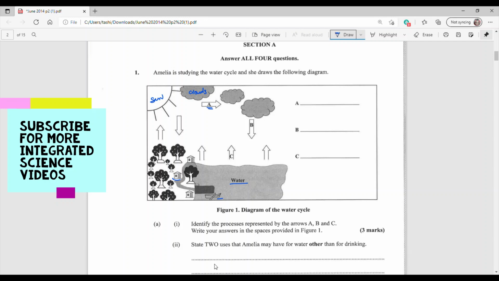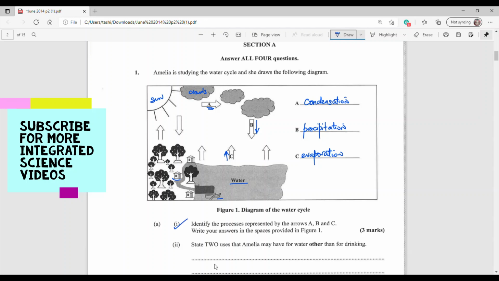So the arrow for A here is pointing at the clouds. So we know that that would have been condensation. And the arrow for B, you are seeing that is from the clouds to the ground. So we know that would have been precipitation. So precipitation is the general term for any amount of liquid that is falling from the sky. So that may be in the form of rain, snow, sleet, hail, etc. And for letter C, we are seeing that it is leaving the water body going up, so that would have been evaporation. So that would have been our answer for A1.